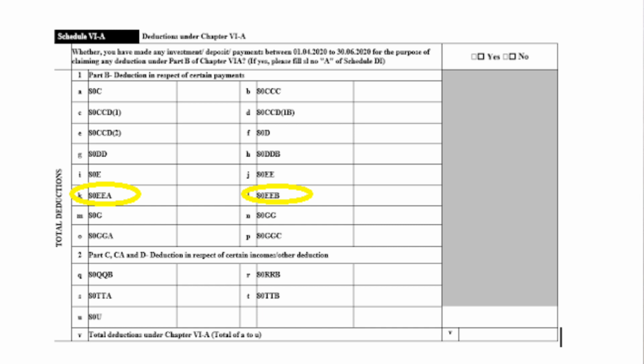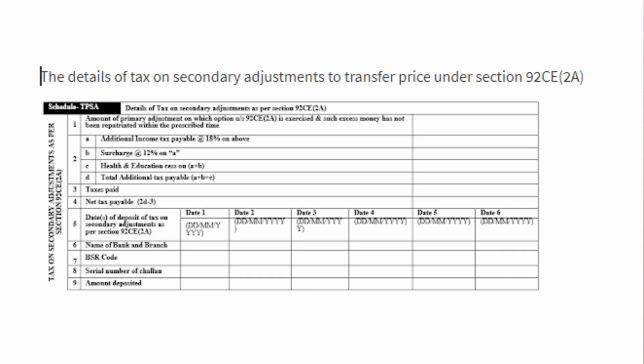With respect to a taxpayer who is subject to transfer pricing adjustments, they need to provide the details of the tax on secondary adjustments to the transfer price under Section 92C, subsection 2A. The details have to be provided in a separate schedule, Schedule DPSA.